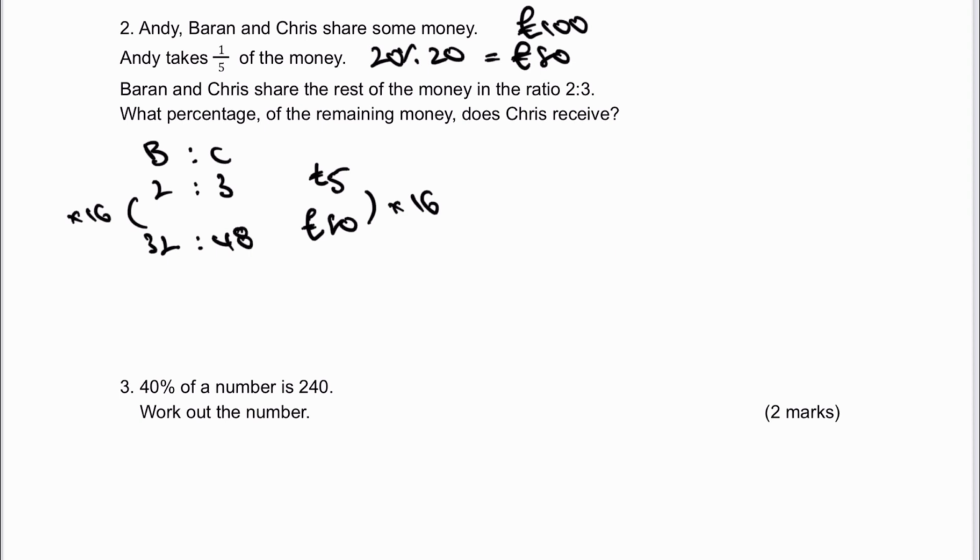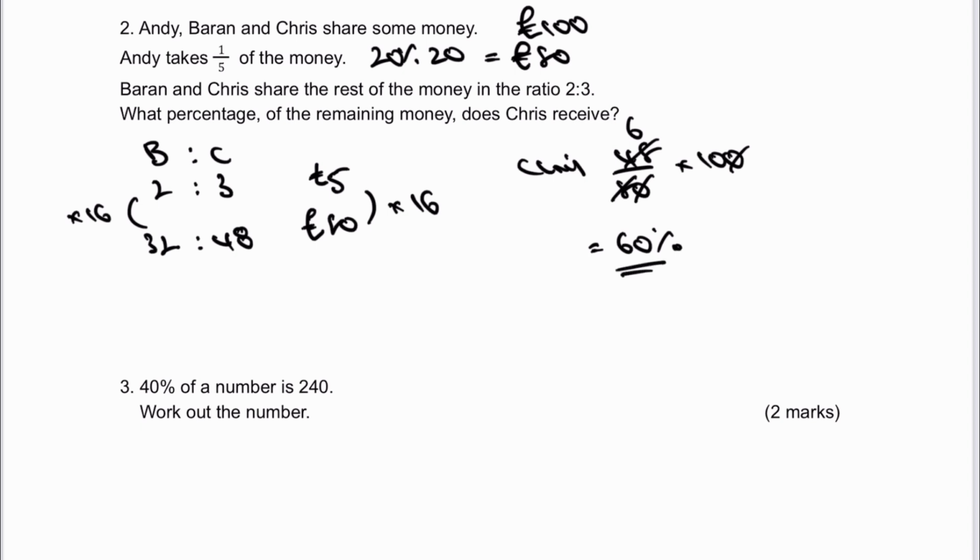And then the question is, what percentage of the remaining money does Chris receive? Well, he receives 48 out of 80. We want it as a percentage, so I'm going to multiply it by 100. Now, what I'm going to do is divide top and bottom through by 10, so I can knock those 2 zeros off. And then I'm going to say, how many 8s are there in 48? Well, there's 6, so 8 into 48 is 6. So I've got left as a calculation 6 times 10, which is equal to 60%. And that's the answer to that particular question.